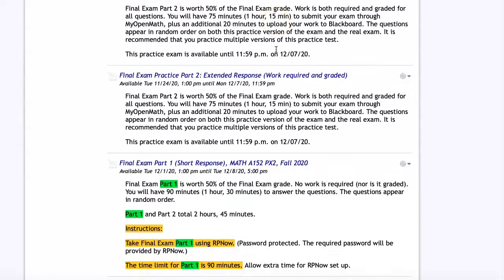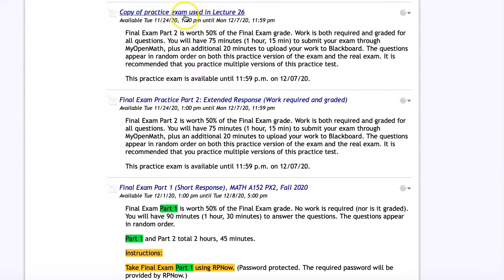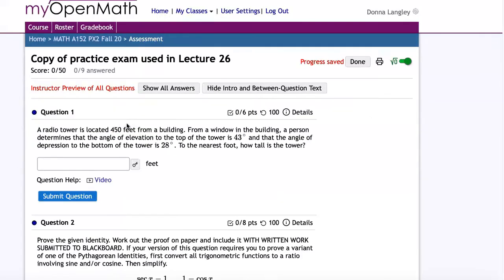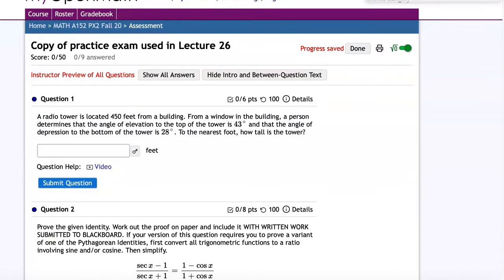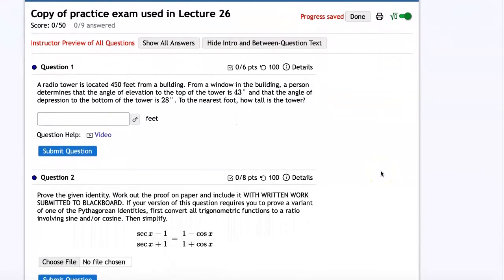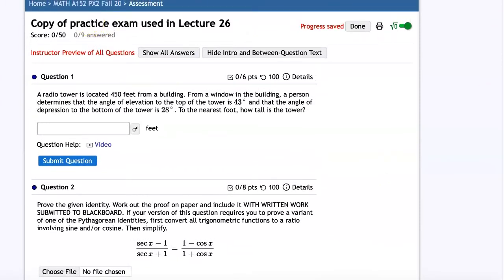In My Open Math, I'm going to be looking at the copy of the practice exam used in lecture 26. Now, in the actual final exam, there will be a random order, but for the sake of this practice exam, it is not in random order. So just make sure you read any text that I post with anything that I post, because those paragraphs that I write are important. Okay. So let's go ahead and start with question number 1.